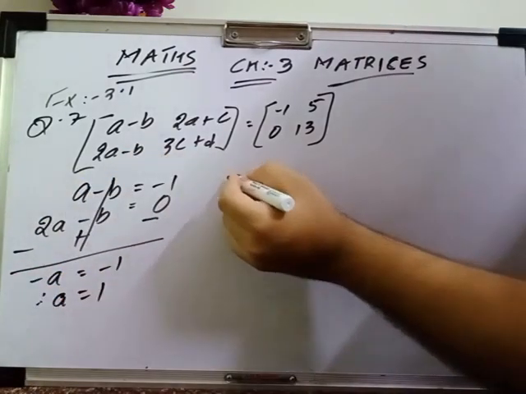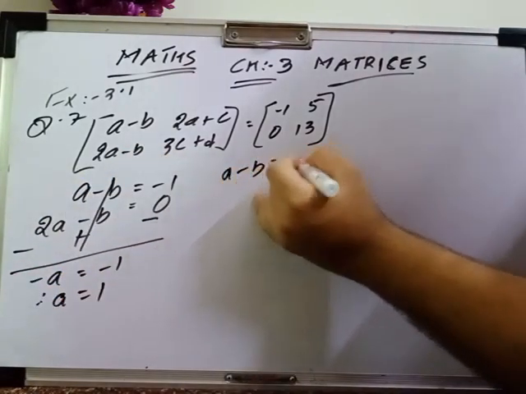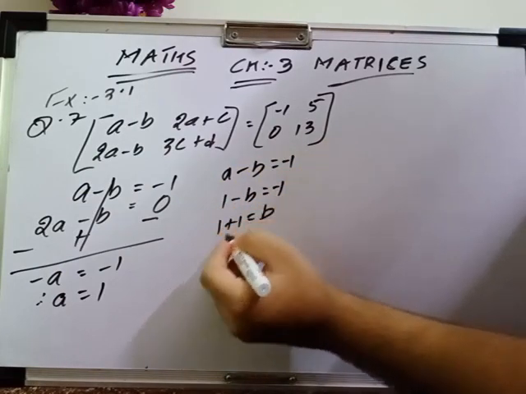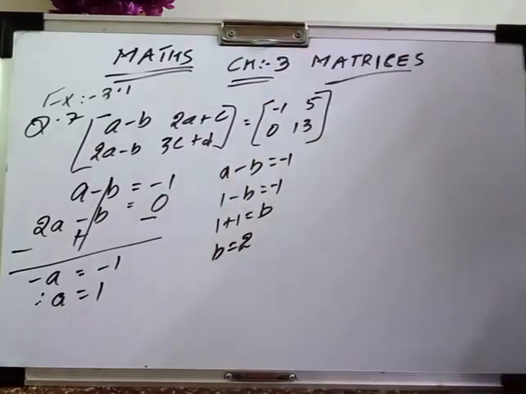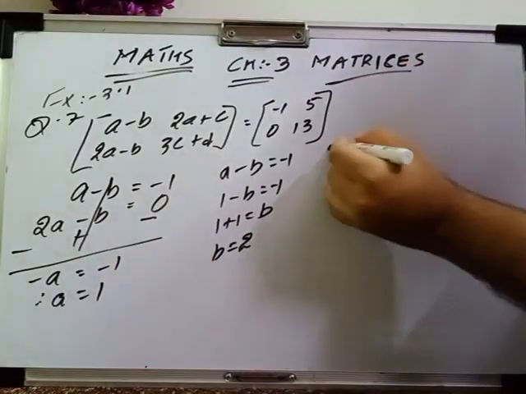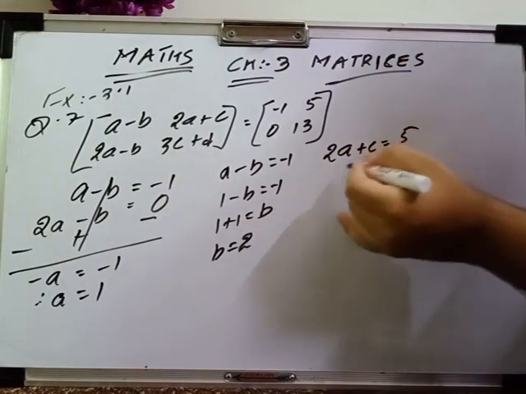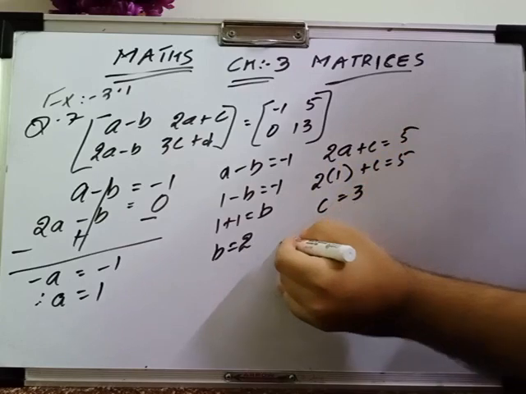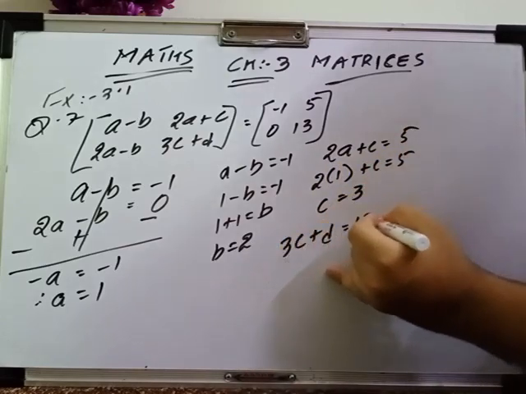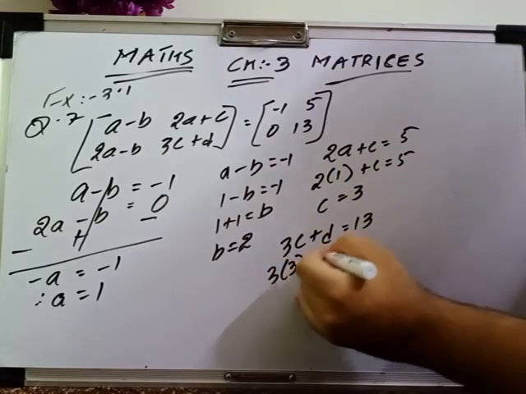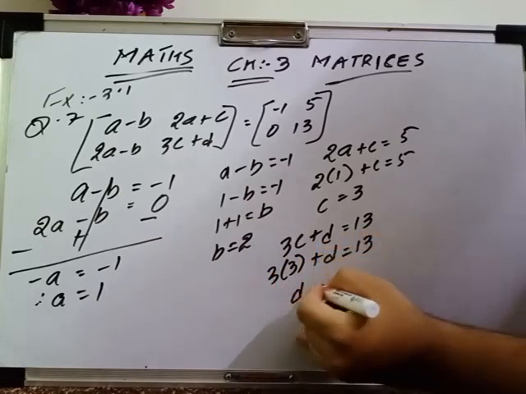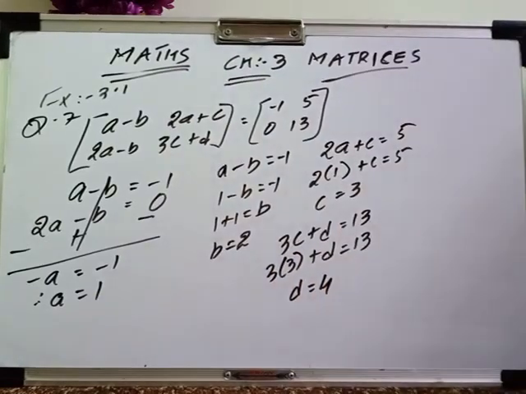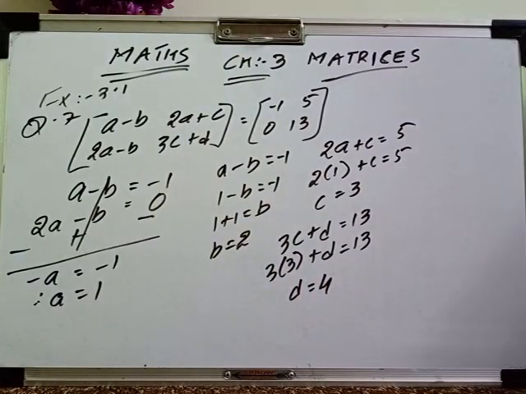We'll keep the value of a in this equation. So 1 minus b is equal to minus 1. 1 plus 1 is equal to b. b is equal to 2. Right. We'll compare this. 2a plus c is equal to 5. We'll keep the value of a as 1. Then I will have c is equal to 3, and keeping the value of c as 3 in this, I will have d is equal to 13 minus 9. I will have d is equal to 4.